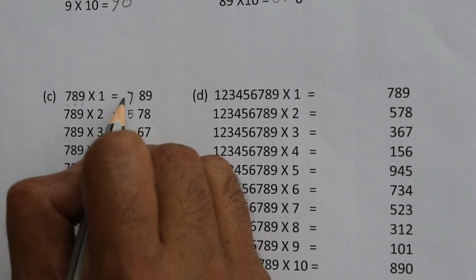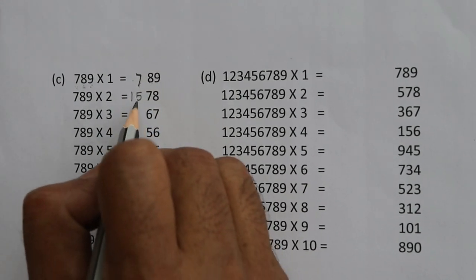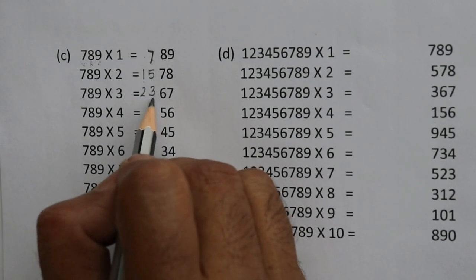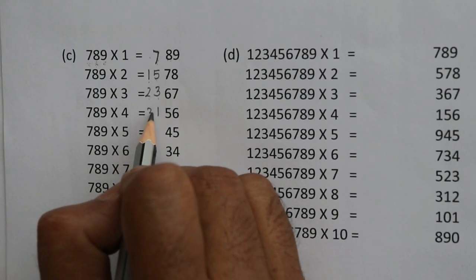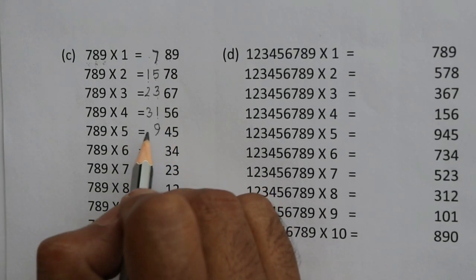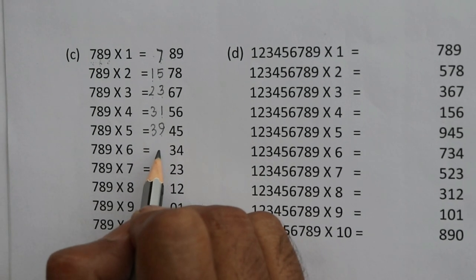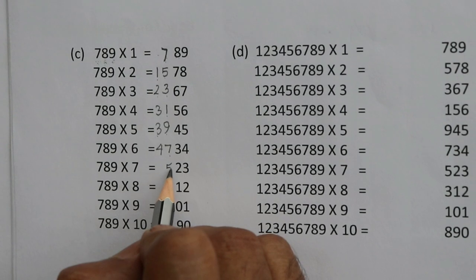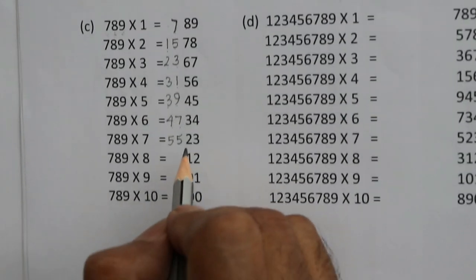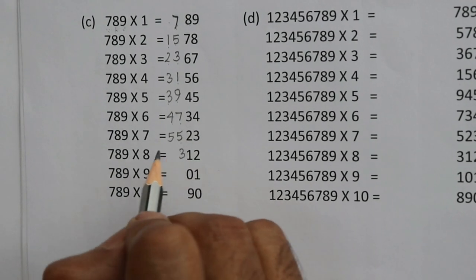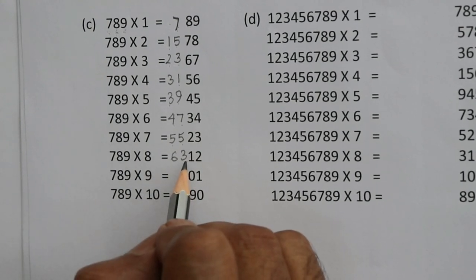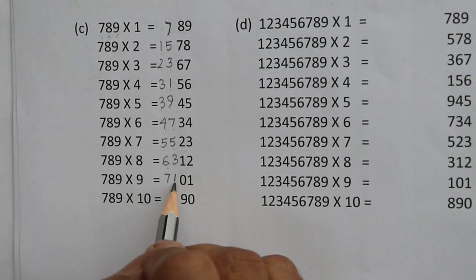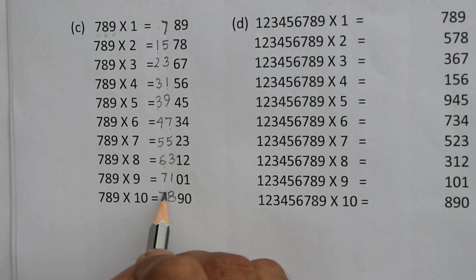0 plus 1, 1. 5 minus 2, 3. 1 plus 1, 2. 3 minus 2, 1. 2 plus 1, 3. 1 plus 8, 9. No carry over. 9 minus 2, 7. 3 plus 1, 4. 7 minus 2, 5. 4 plus 1, 5. 5 minus 2, 3. 5 plus 1, 6. 3 minus 2, 1. 6 plus 1, 7. 1 plus 7, 8. No carry over, 7.